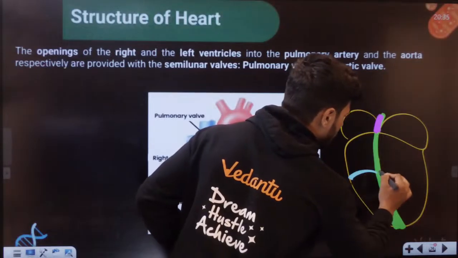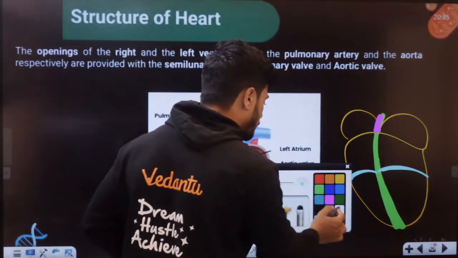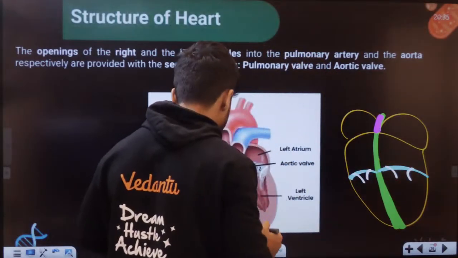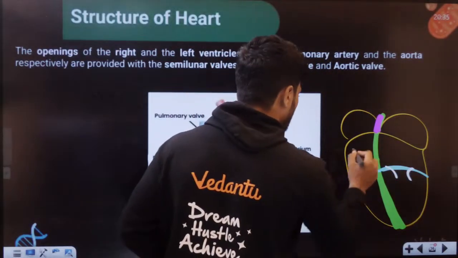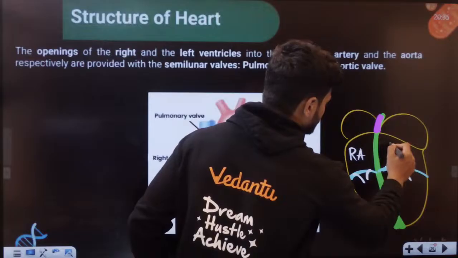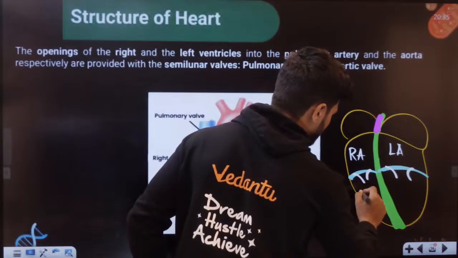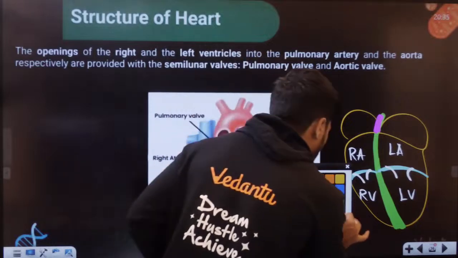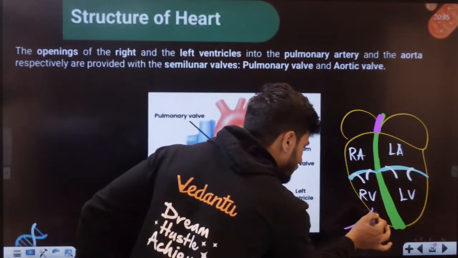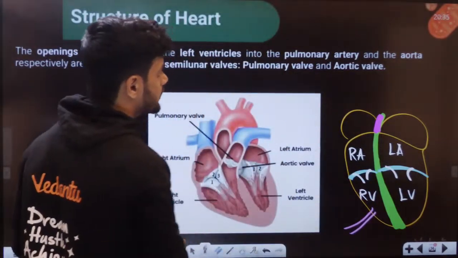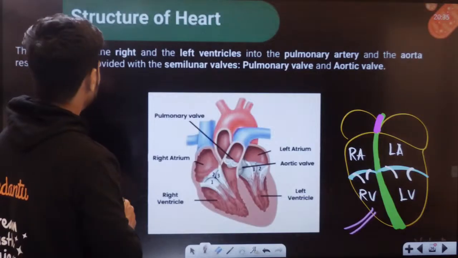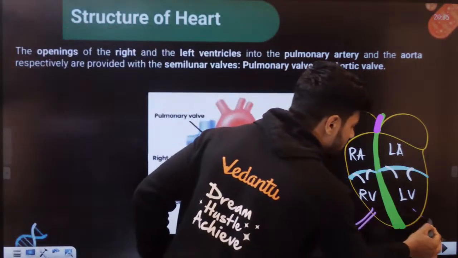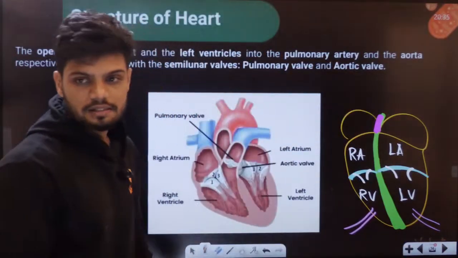Here and here. But here there are openings. Here we have the bicuspid and tricuspid valves. This is your right atrium, left atrium, right ventricle, left ventricle. Now, from here we have different types of openings of the left and right ventricles into the pulmonary artery and aorta. So here we have openings of blood vessels.